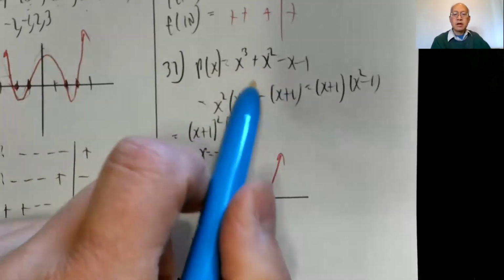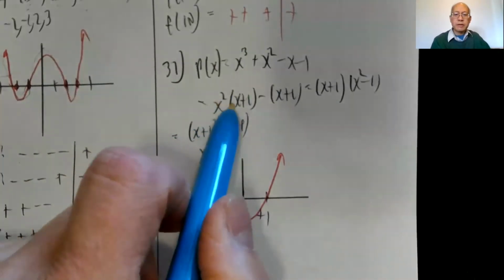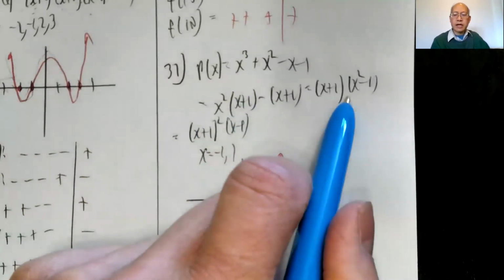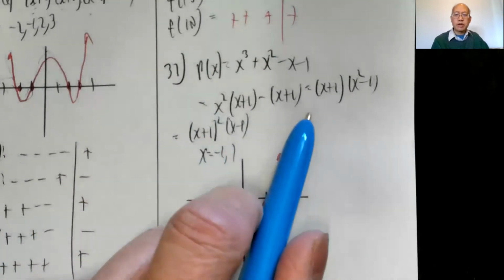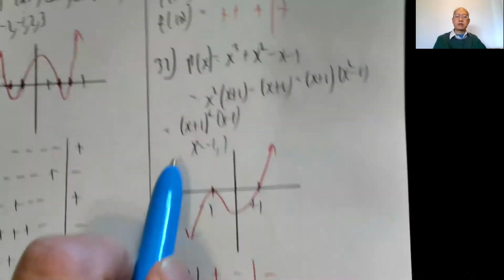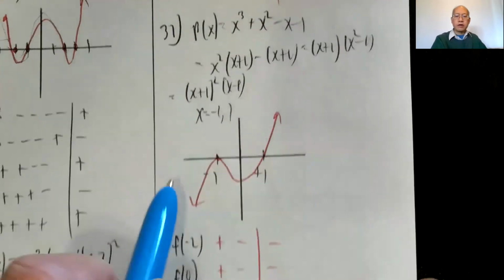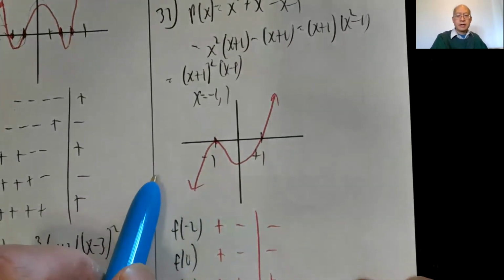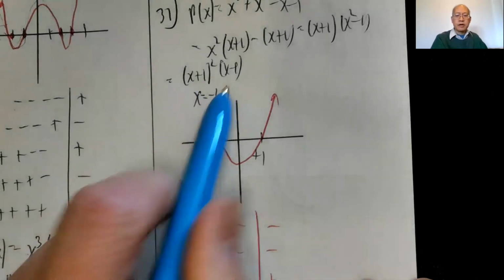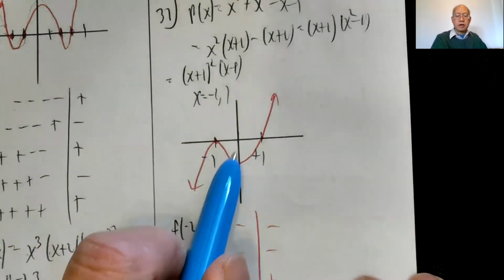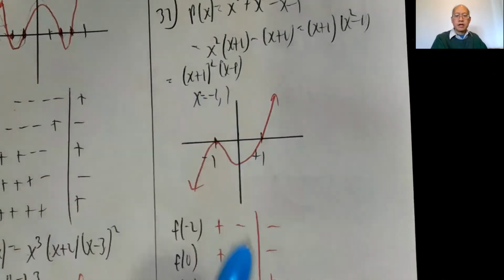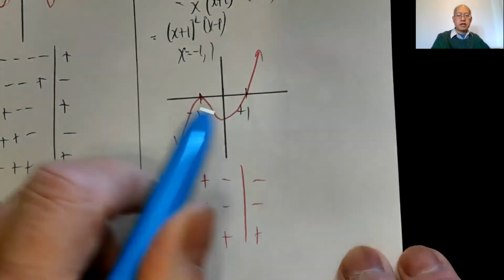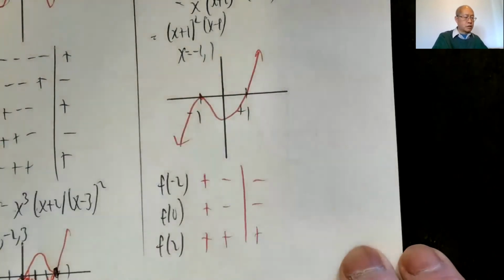37, factor by grouping, x squared times x minus 1 minus parentheses x plus 1, x plus 1, x squared minus 1, x plus 1 times another x plus 1 squared, x minus 1. So the zeros are -1 and 1. Okay, plug in -2, positive, negative, negative. Plug in 0, positive, negative, negative. Plug in 2, positive, positive, positive. So the graph looks something like that.